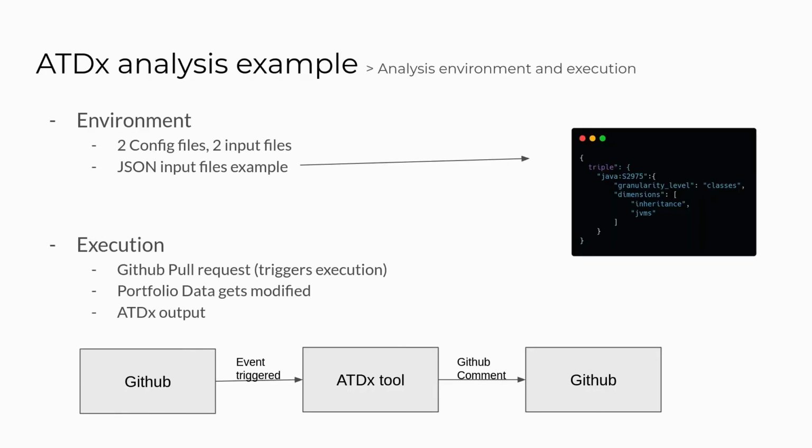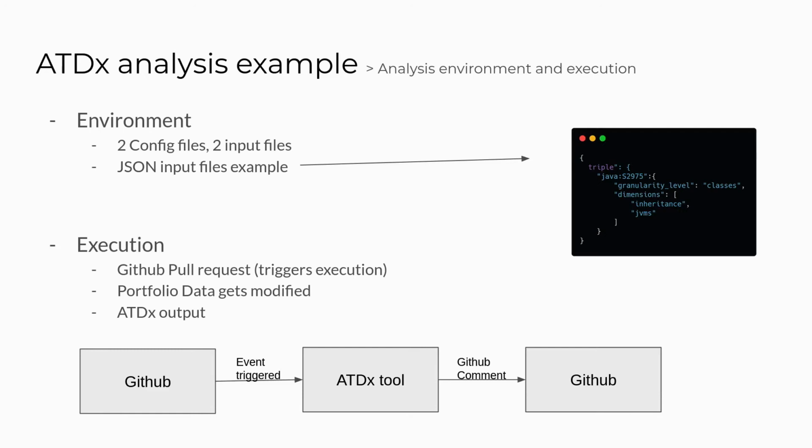Regarding the environment, we have two different configuration files and two input files. In the main configuration file, we define the analysis tool to be used during the run, and the location of other input data. The other configuration file is the report generation configuration. In this one, you can customize the report generation and, if required, in what GitHub repository to store it.